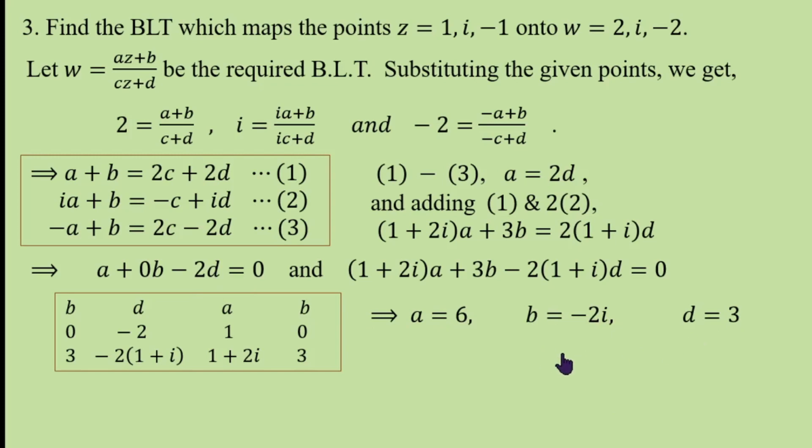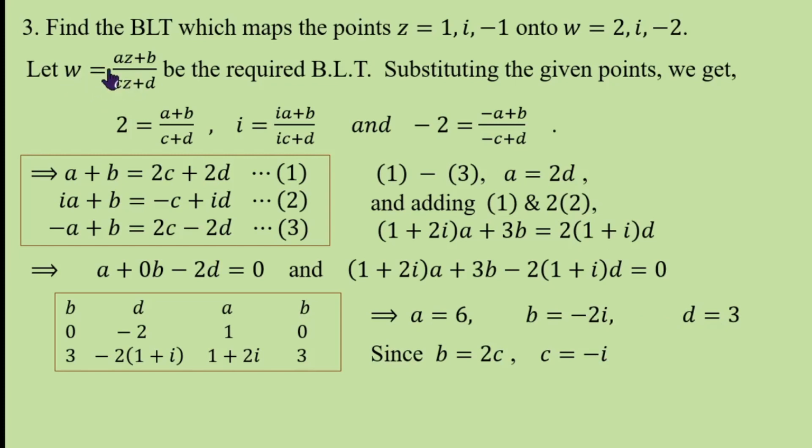To find the c value, use either the first, second or third equation and substitute the values of a, b and d. You get c. Since b equals 2c, why b equals 2c? By adding equations 1 and 3, you get 2b is 4c, or b equals 2c. And c is nothing but, because b is minus 2i, cancel to minus i. c is minus i. So we got the values of a, b, c, d.